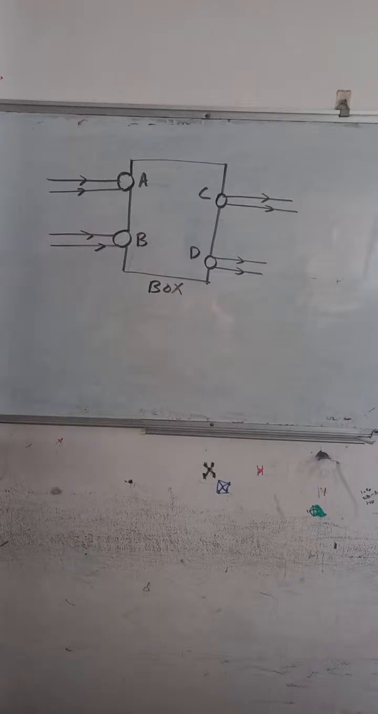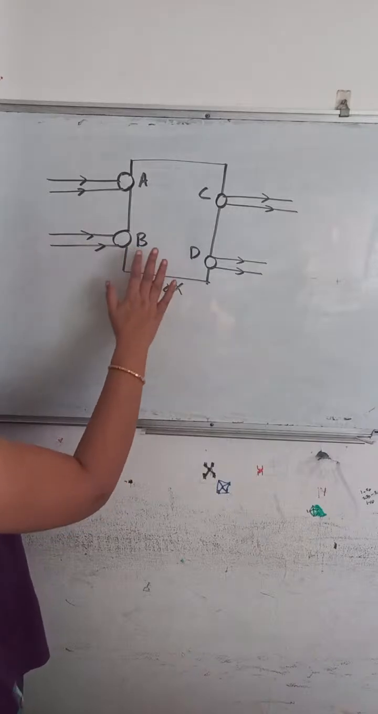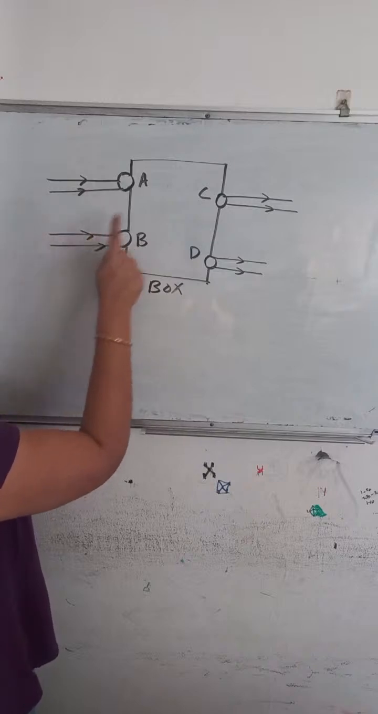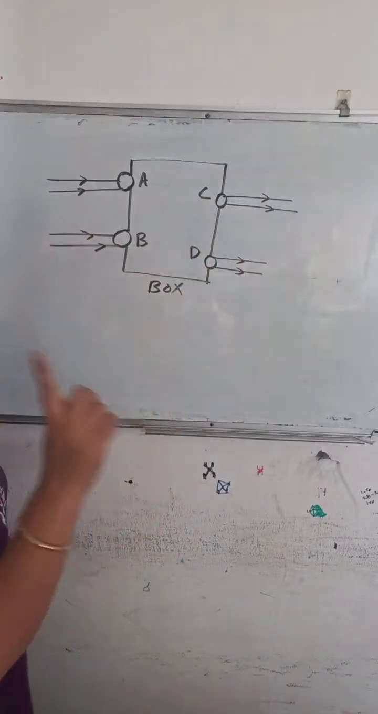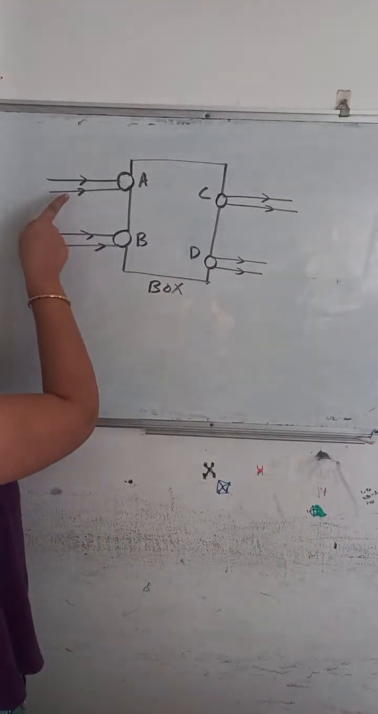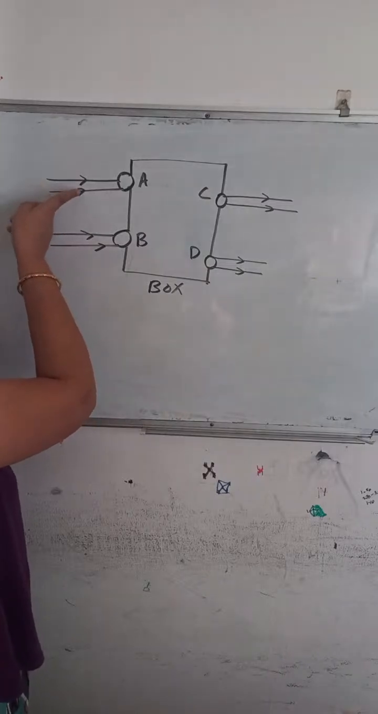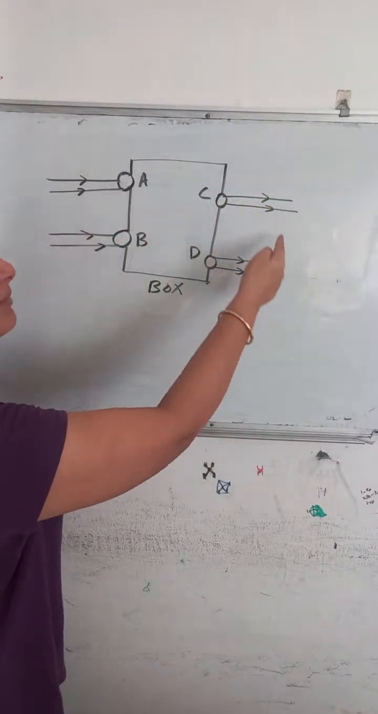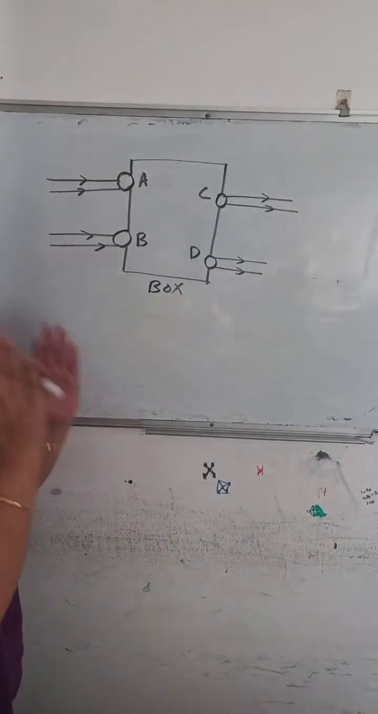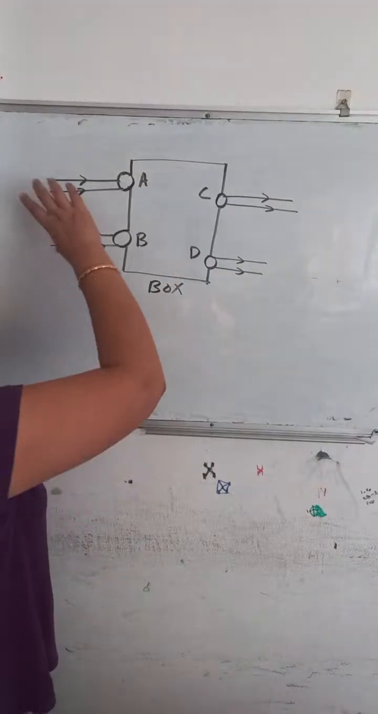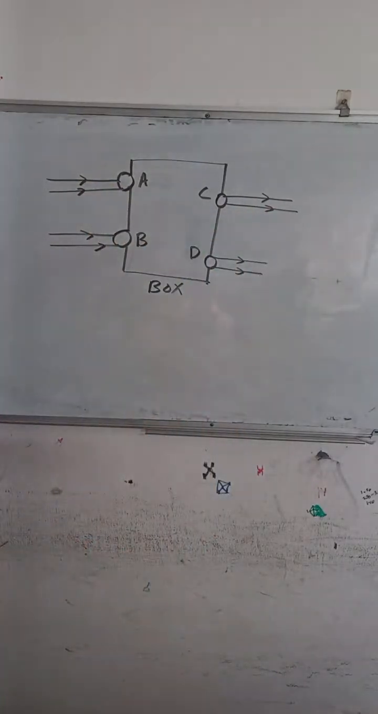If you observe this box, light is entering from A and B and coming out from C and D. This is the first observation. What should be the second observation? The light which is entering into this box and the light which is emerging out from the box are both parallel. They are going in the same direction, and moreover there is no deviation, but the lines are parallel with each other. This is the second observation.